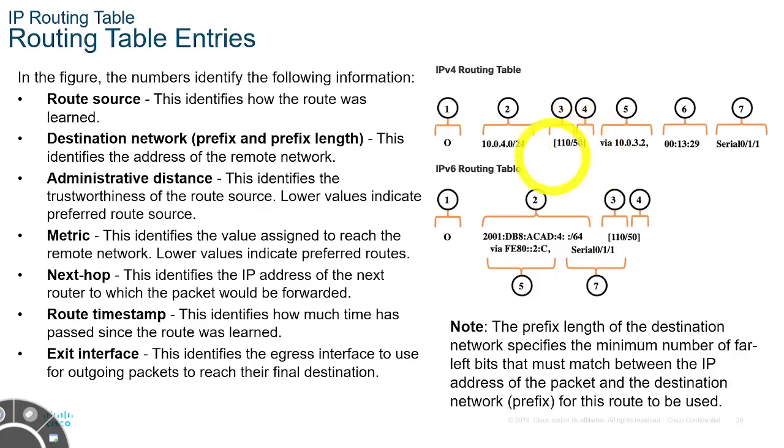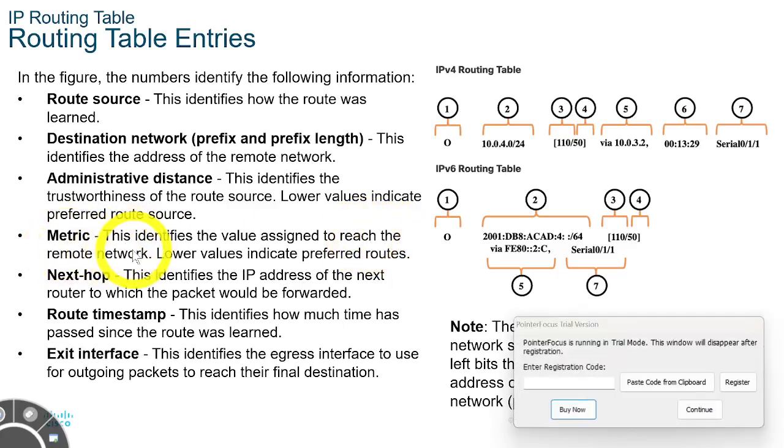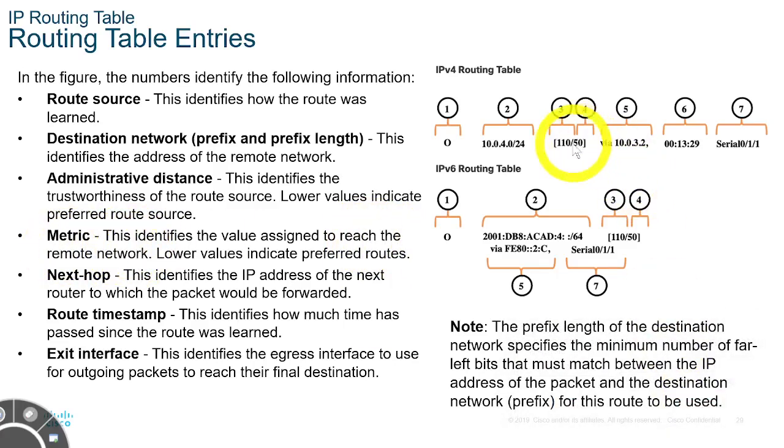Okay. And this identifies the value assigned to reach the remote network. This is the cost, as the metric could be the cost, hop count, or whatever. So lower values indicate preferred routes. This lower value and this lower value mean it is better than the others. So, for example, 110, 50 is better than 230 and 80.